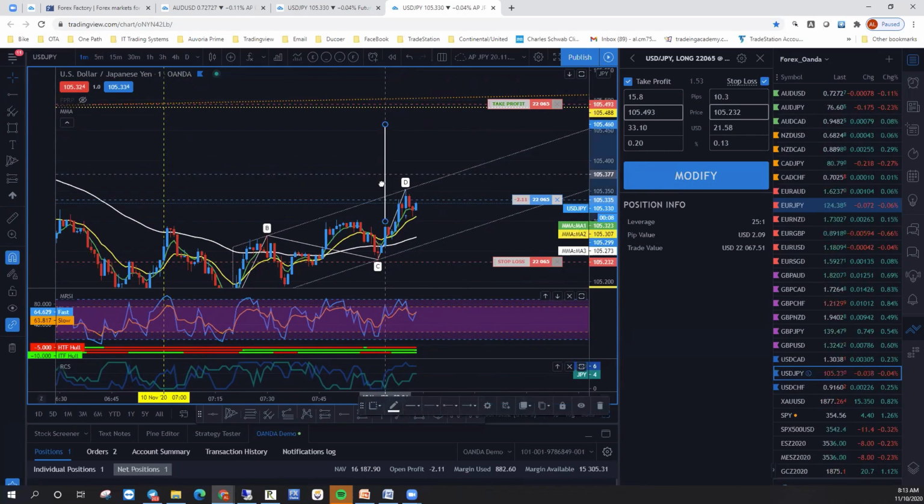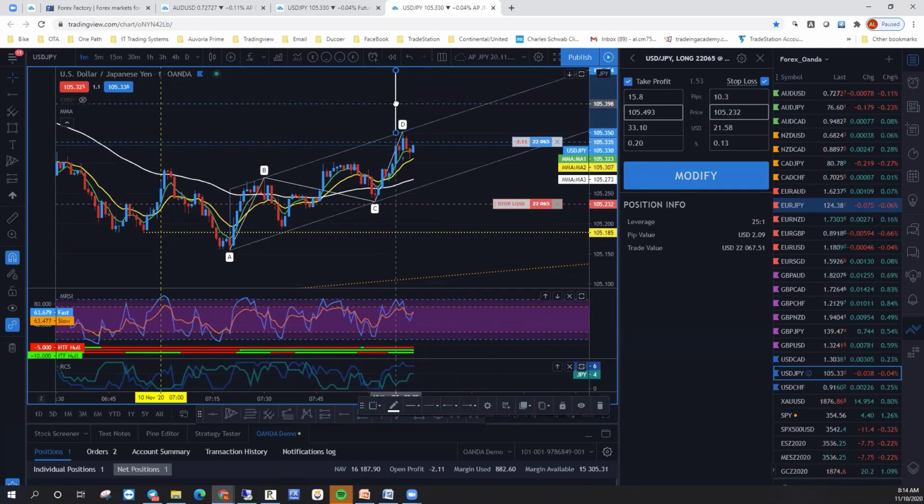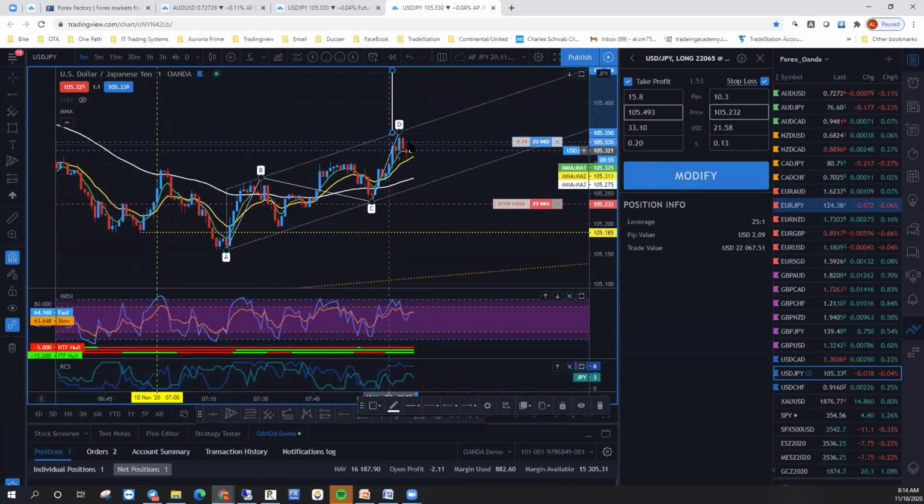And maybe we can readjust this a little bit here. This is the channel. I like this a little bit better. Plus, I also like that if this thing breaks to the top, now you've got this trend line right here as your support line.